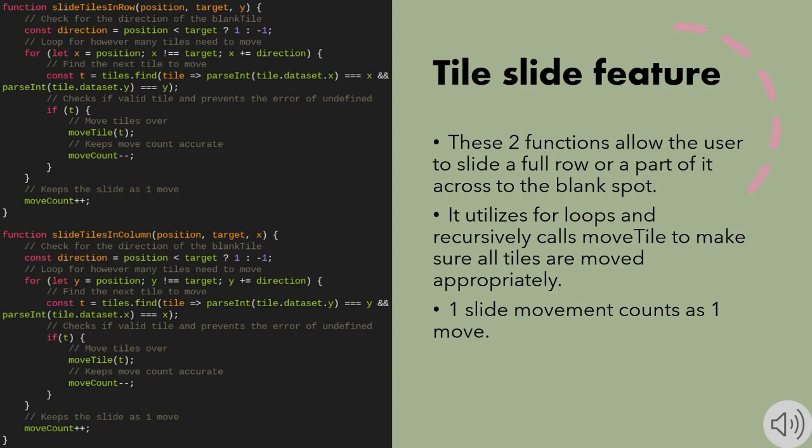This uses a recursive call back to moveTile, in which moveTile will actually call this function, slide tiles in row or slide tiles in column, depending on which orientation the tiles are from the blank tile, and it will call it as many times as needed, as seen in the for loop found in each function. And there is also a moveCount minus minus, which keeps it consistent because of the number of times that it's going to call moveTile, which actually increments the move count. So that is what that is for.